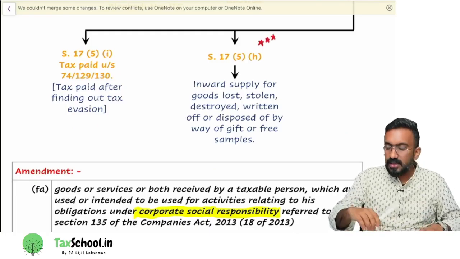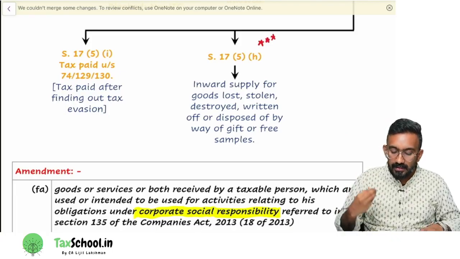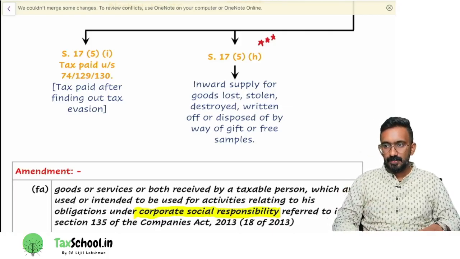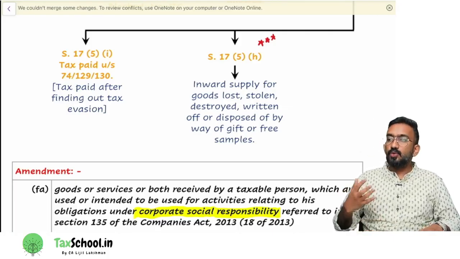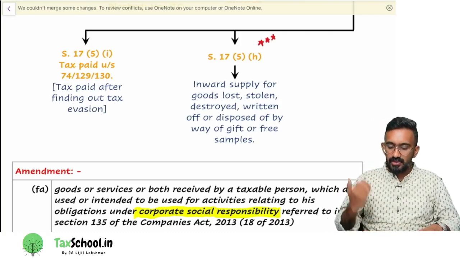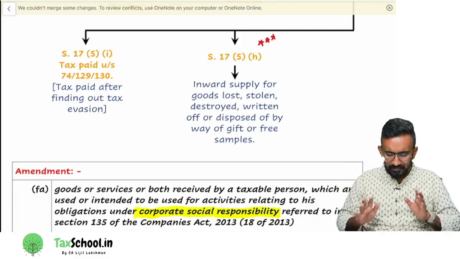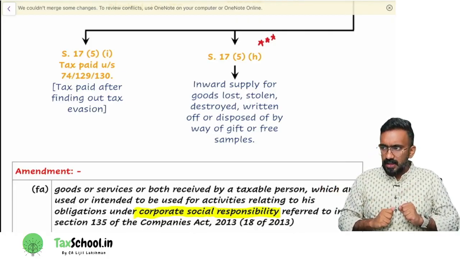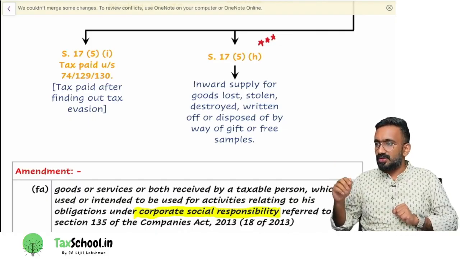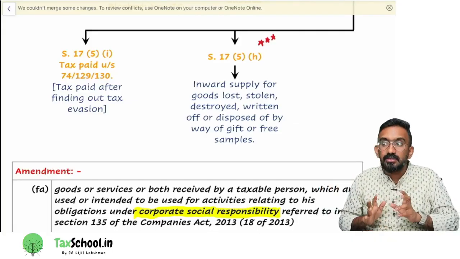So look at it. Inward supply for goods which are lost, stolen, destroyed, written off, or disposed of by way of gift or free sample. What is the meaning of this? They are saying that an inward supply of goods which are lost, stolen, destroyed, written off, or disposed of by way of gift or free sample is a blocked credit. You make a purchase of raw material and you lose these goods, or somebody steals them, or you write them off because they are out of fashion. You can't take ITC, because government is saying that this could create a lot of misuse.